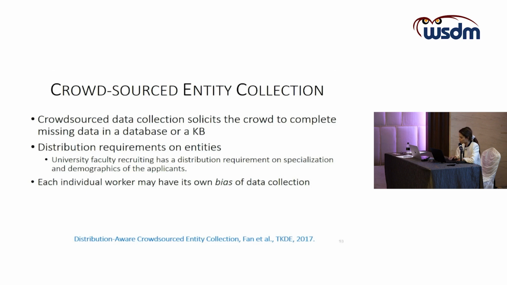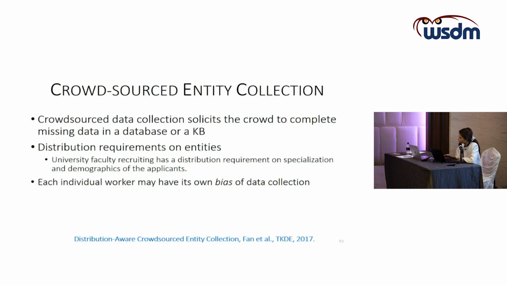For example, a university wants to find faculty candidates from the job market, and the university is likely to have an expected distribution on the specialization of the candidates as well as the demographics of the applicants. Another example of this style of crowdsourced entity collection is point of interest collection, where the task is to ask the crowd to submit locations with additional information. Let's say roadside parkings is an example of this additional information.